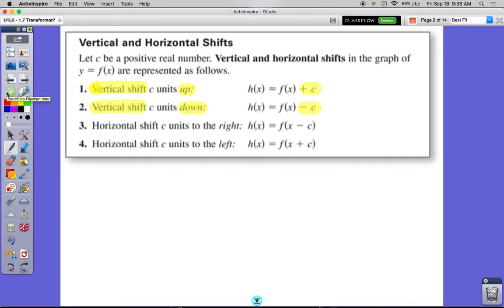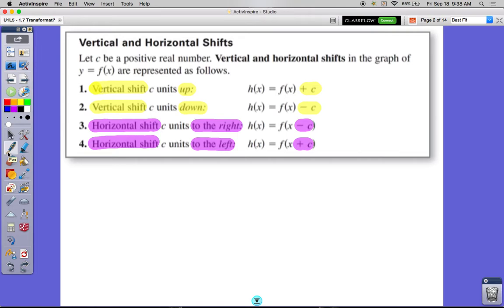However, when this thing moves horizontally, that is left and right, it moves to the right if you see a minus c. It moves to the left if you see a plus c. Now you're probably thinking, well, to the right are the positive x values, to the left are the negative x values. So how does that even work?